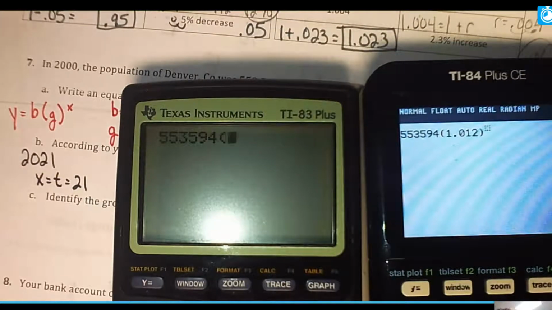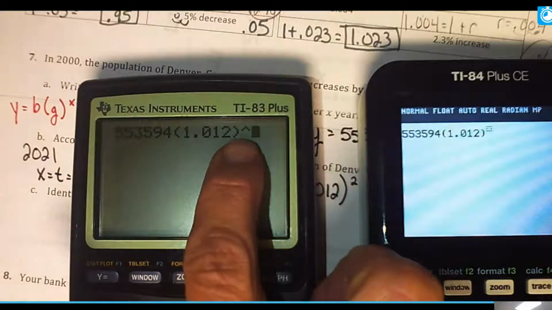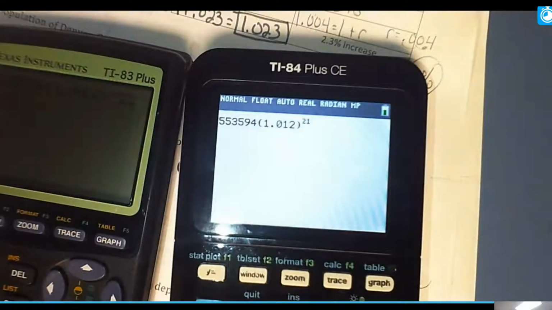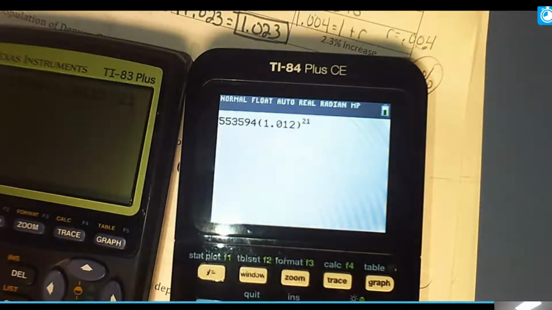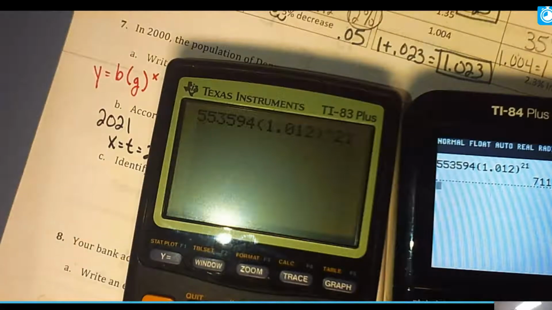553,594 times parentheses 1.012 close parentheses. There's my exponent button. But what you're going to notice is this doesn't raise it, and I would have put in 21 for my 21 years, where here it actually raises it. TI got smarter with how this should look. So it doesn't matter if I hit enter on this one or enter on this one, you're going to get the same answer. So we need to think about what answers make sense.